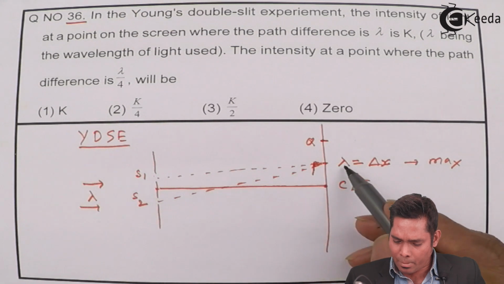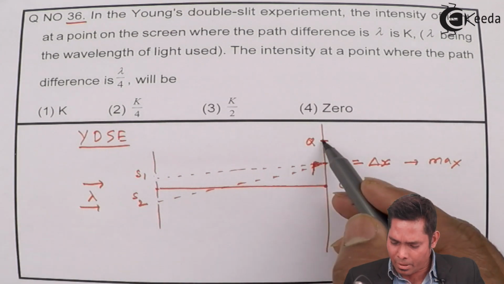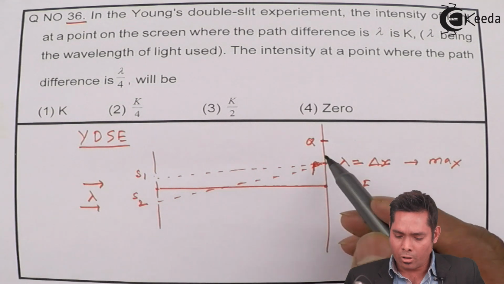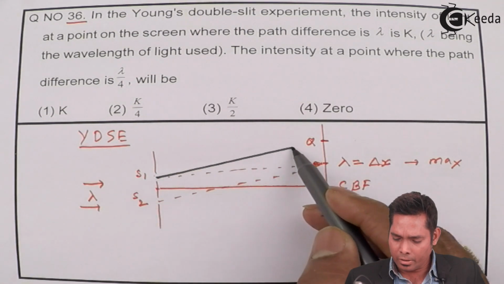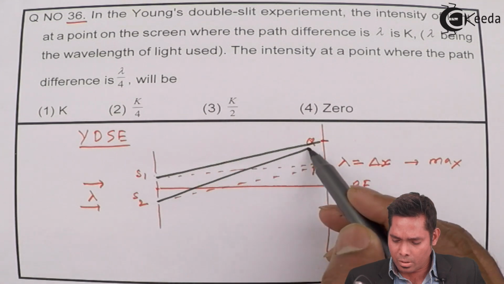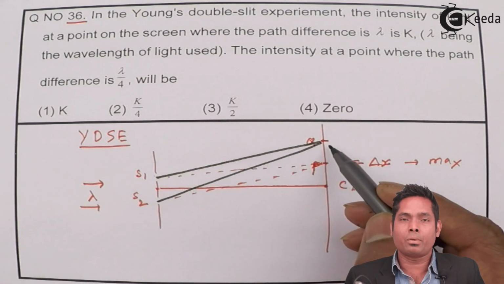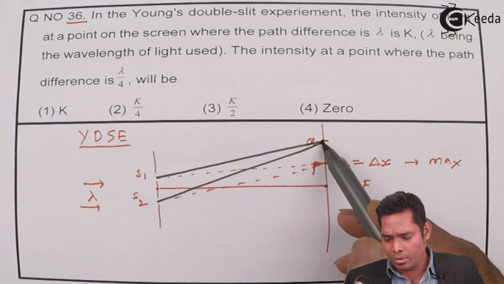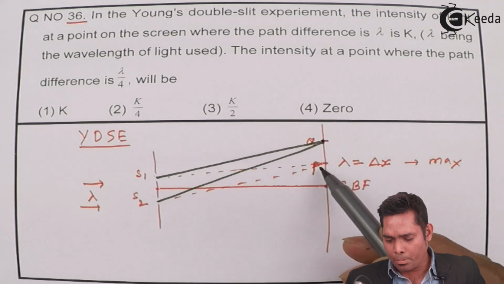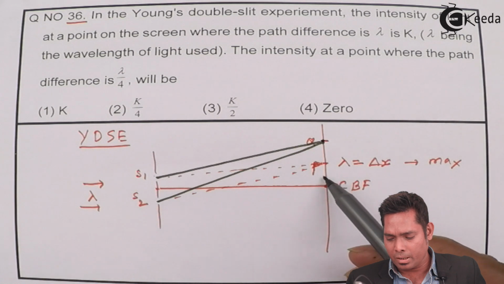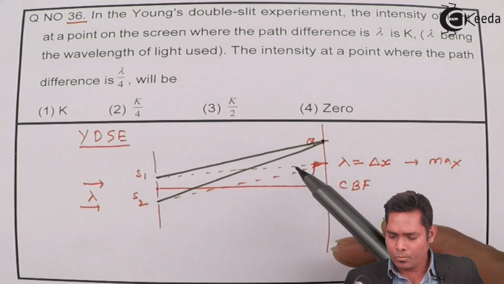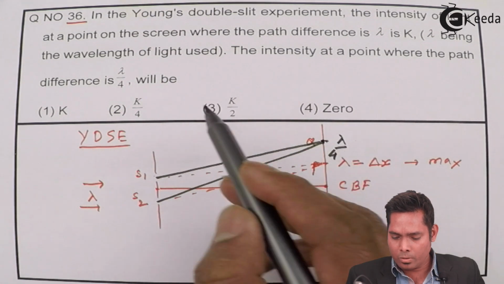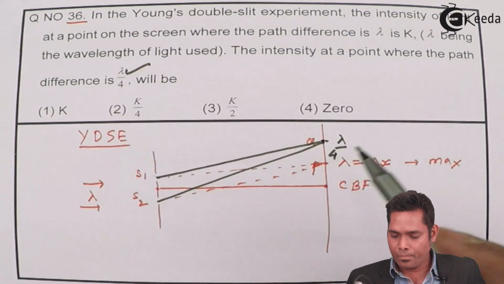Here the path difference is lambda, but here the path difference is lambda by 4. Obviously this point will be below this, but for the sake of understanding I am just drawing it above. Actually as you move up, the path difference will go on increasing, but the diagram is not up to the mark, it is only to understand this concept. So at this point Q, the path difference is lambda by 4.